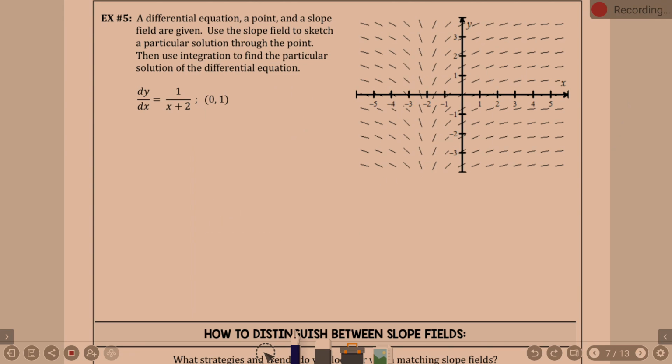Okay, differential equation, a point and a slope field are given. Use the slope field to sketch a particular solution through the point. Then use integration to find the particular solution of the differential equation. So, I don't know if I really want to draw mine to begin with, but, okay, what kind of things do you see might be happening here?